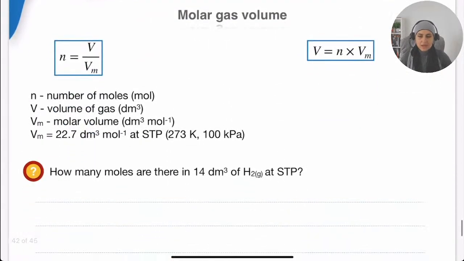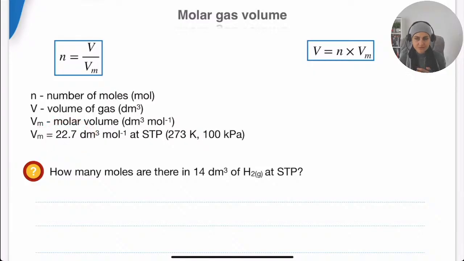molar gas volume. The equation that I just showed you works for all conditions, no matter what temperature, pressure, and volume you take. But if you have standard conditions, what does it mean? Standard conditions are 100 kilopascals pressure and 273 kelvins. If you take these conditions, then 1 mole of any gas would occupy a volume of 22.7 cubic decimeters. This is in the data booklet.